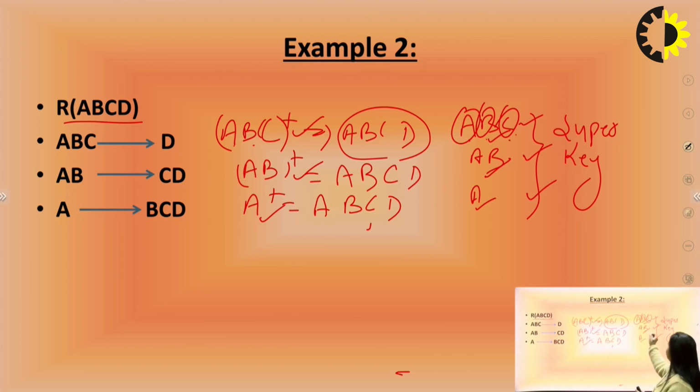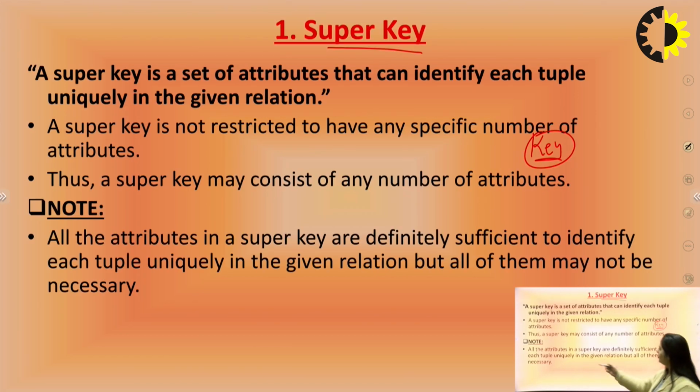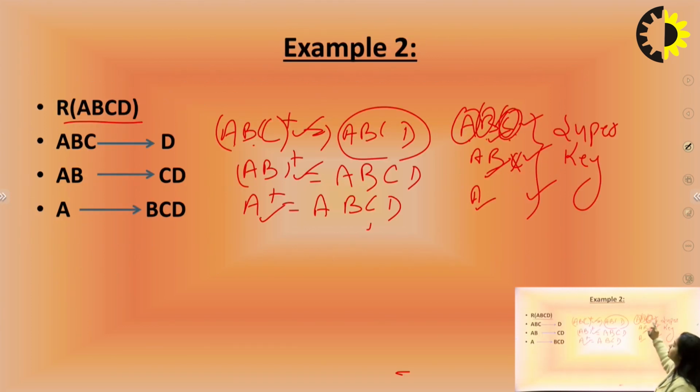Means here we have not included C, but we are able to find out the information. So here we can say C is not that compulsory in the super key. Every attribute is definitely sufficient, but may not be necessary. So here C is not necessary to find out all the information.